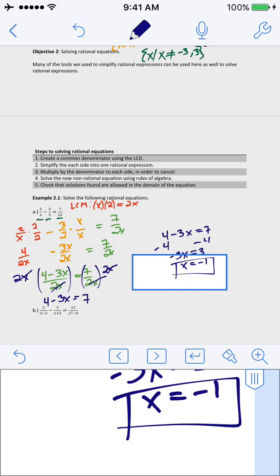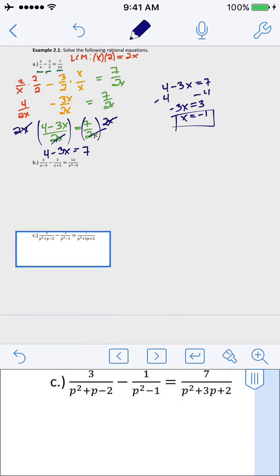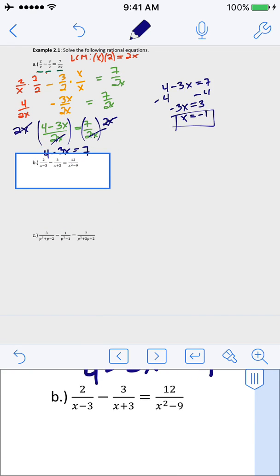And that's how you solve a rational equation. Let's try something. Let's try the same problem, the other problem we did the domain for. Let's try something a little bit more complicated.